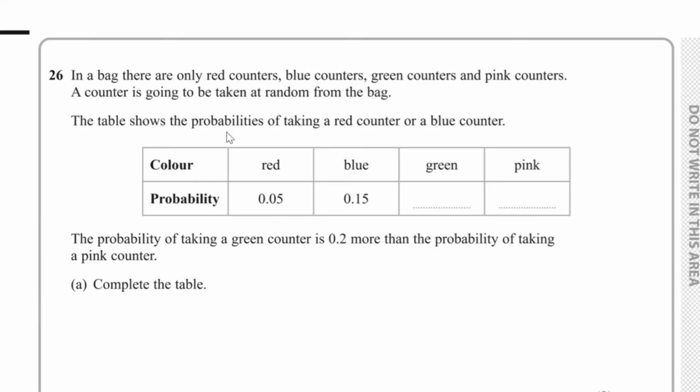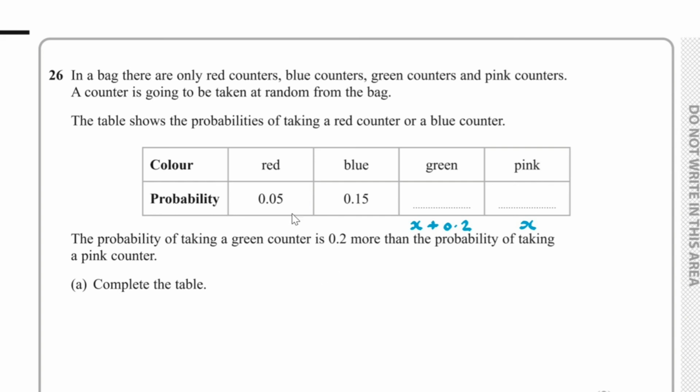Question number 26. In a bag there are only red counters, blue counters, green counters and pink counters. A counter is going to be taken at random from the bag. The table shows the probabilities of taking a red counter or a blue counter. And the probability of taking a green counter is 0.2 more than the probability of taking a pink counter. With this, we have to complete the table. Well, if I say that the probability of taking a pink counter is x, then the probability of green is 0.2 more than this. So here I have x plus 0.2.